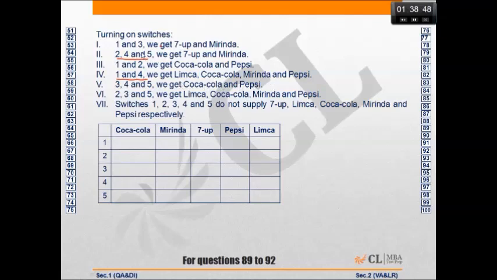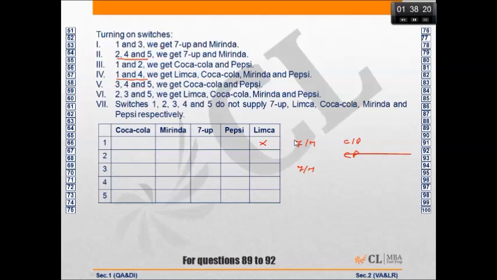1, 3 we get 7 Up and Miranda, and 1, 3 again 7 Up and Miranda. 1 and 2 we get Coke and Pepsi. So Coke slash Pepsi, Coke slash Pepsi. So we can get Coke, Miranda, and we cannot get Limca out here, because it can be either 7 Up Miranda from this. And 3, 4, 5 we get Coke and Pepsi.